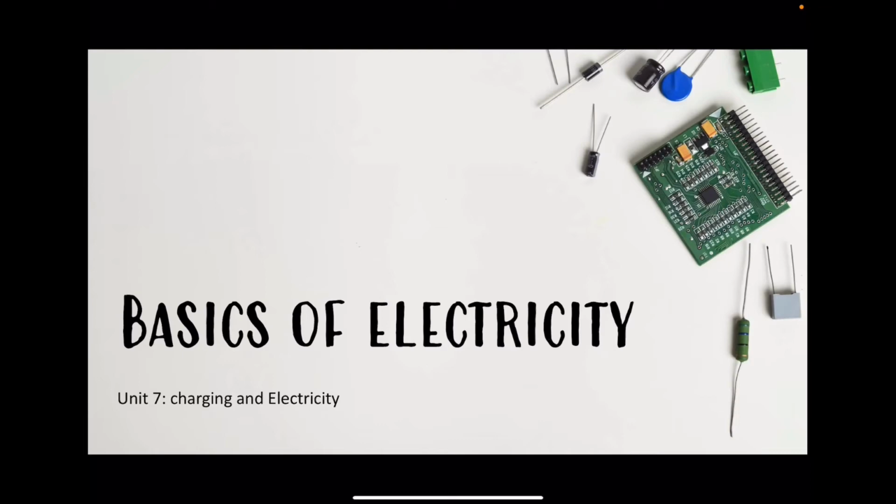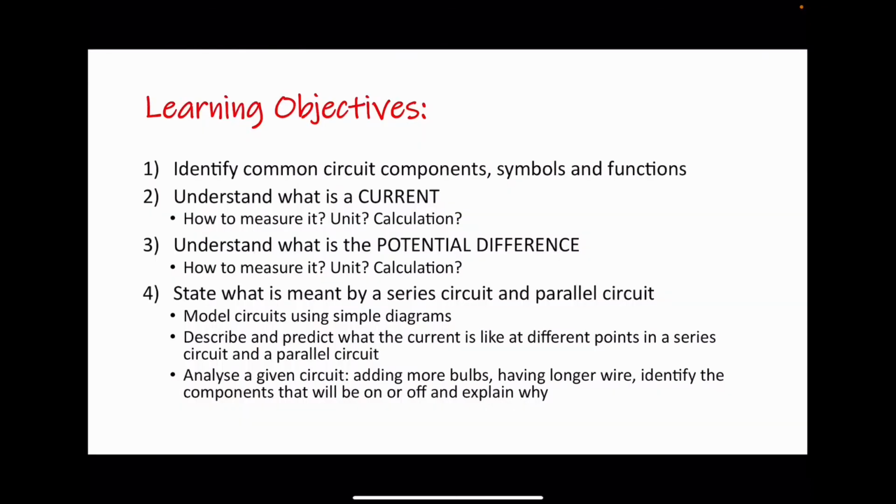Let's start with the basics of electricity. First, we will go through different components and their symbols. We will understand what's current, what's voltage or potential difference. We will see how we can branch components in series and in parallel, and how this will affect the current and the potential difference of the circuit.